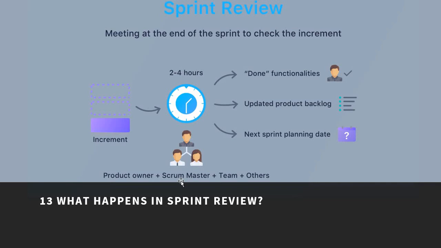Sprint review. The sprint review is the meeting at the end of the sprint to check the increment. This usually happens between the product owner, Scrum Master, and the team. In the sprint review meeting, the increment is checked and discussed among the team members, product owner, and the Scrum Master. Also, the product owner will check the done functionalities, update the product backlog, and set the next sprint planning date.